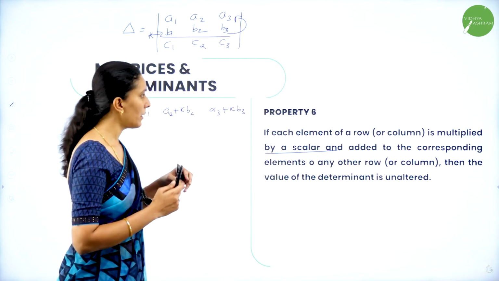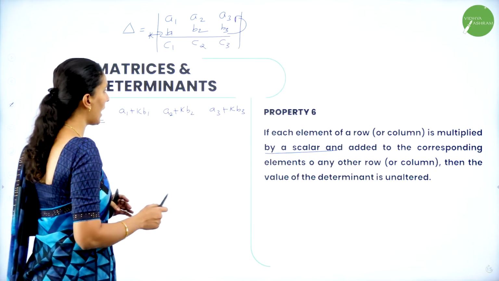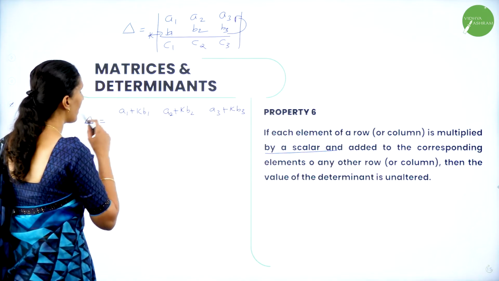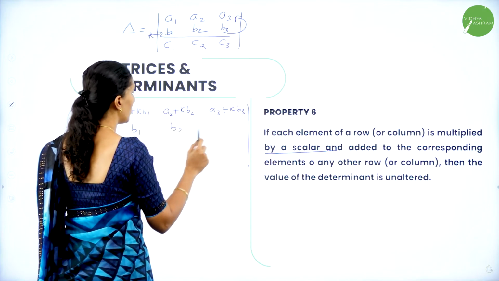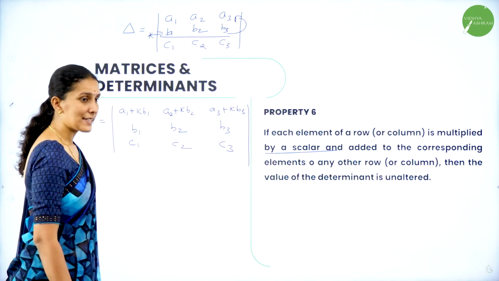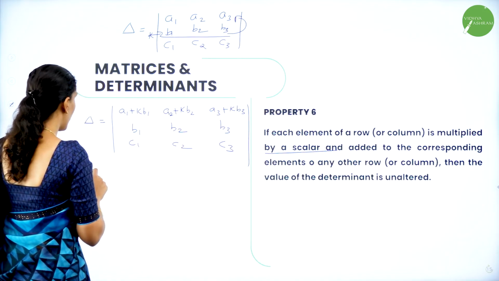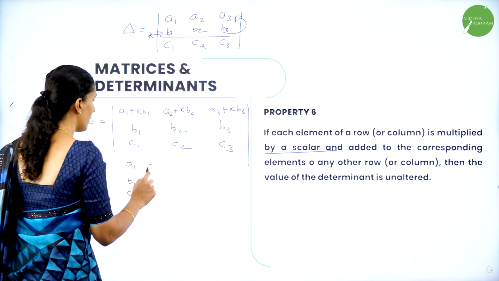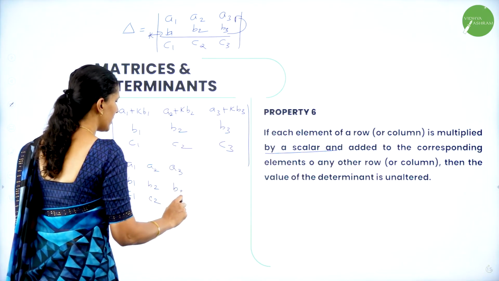Similarly, if you are multiplying any scalar to any column, then you add it to any other column. Then what happens? They are saying the value of the determinant is unaltered. Let's verify this. Let me write the remaining. The first element I have written. The second set of elements is b1, b2, b3, c1, c2, c3. What does property 5 say? The sum of elements can be written as a sum of determinants. So using that property here, I'll write this as a1, b1, c1, a2, b2, c2, a3, b3, c3.